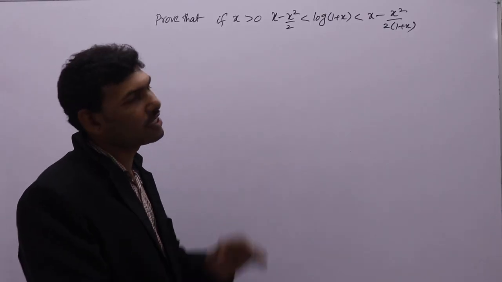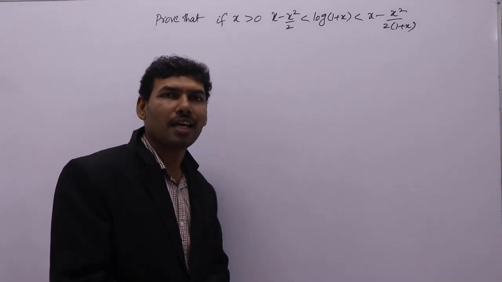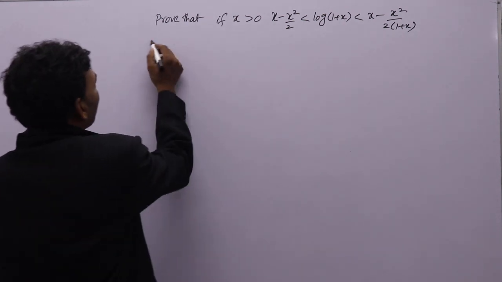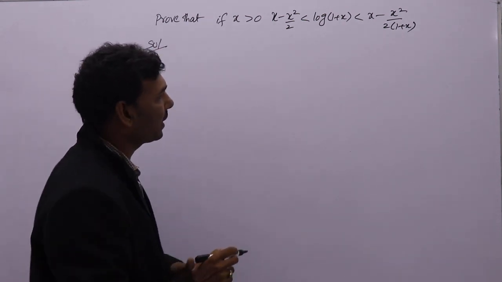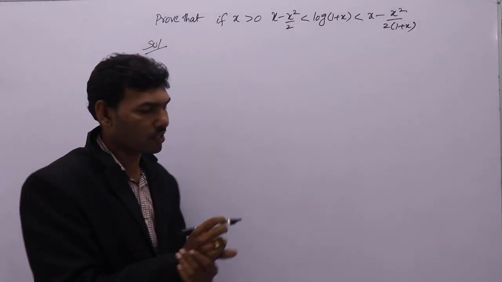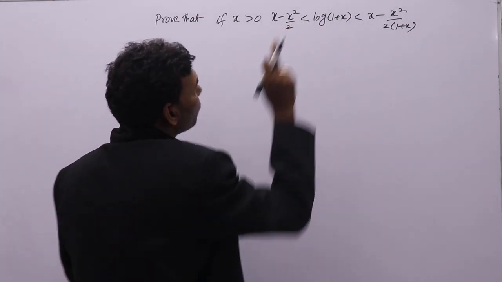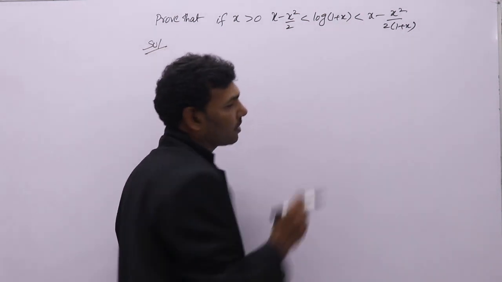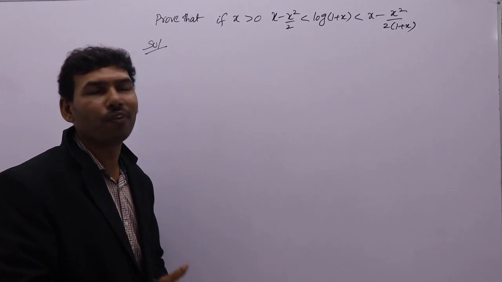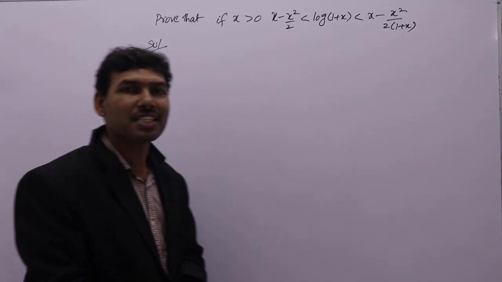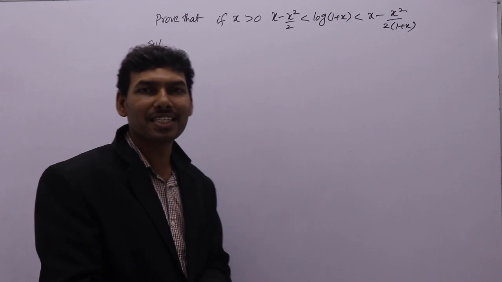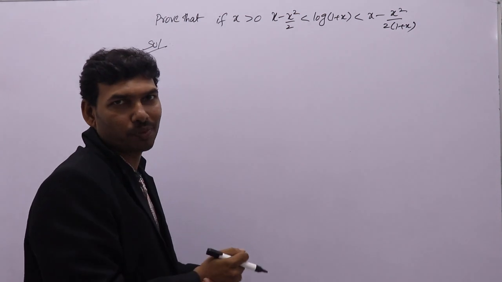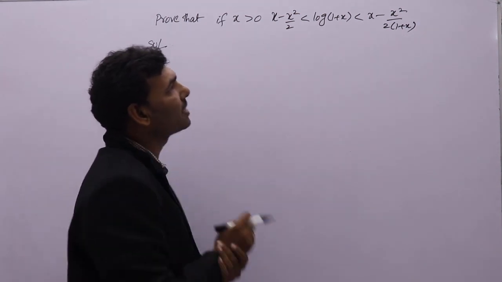This one is a little different compared to the remaining inequality problems. This one we are going to prove by taking Lagrange's mean value theorem only, but by taking two functions. One is this one minus this one, we take it as f of x. Another one, this function minus this function, we will take as g of x. Then we will prove that f of x is a decreasing function. f of x decreasing function means x minus x squared by 2 minus log 1 plus x is less than 0. Then x minus x squared by 2 is less than log 1 plus x.